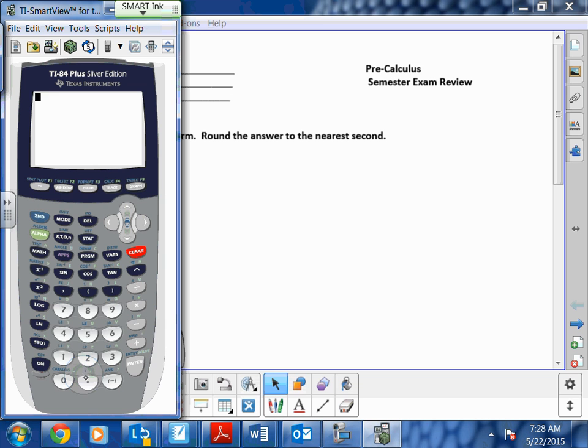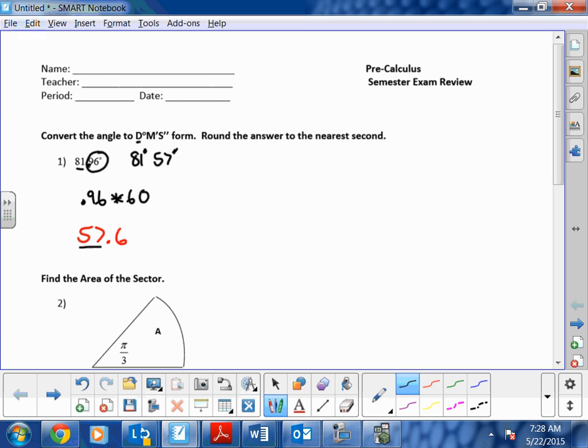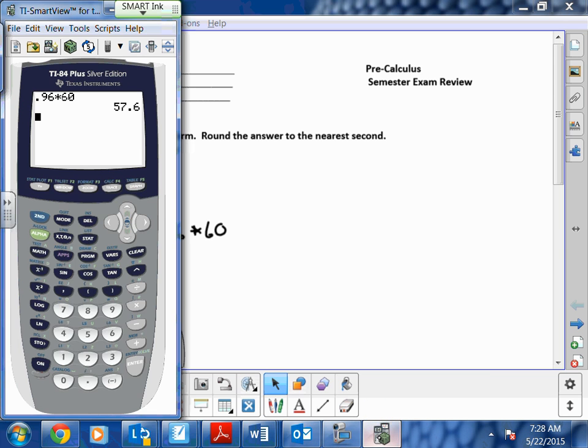We said 0.96 times 60 gives us an answer of actually 57.6. So that means that this was our resulting answer. The part that I'm going to take is this part, and that's going to be my minutes: 57 minutes. Now, what I'm going to do is take this part, the 0.6, multiply that by 60, and that's going to give me an answer of 36, I think. I'll just double check.